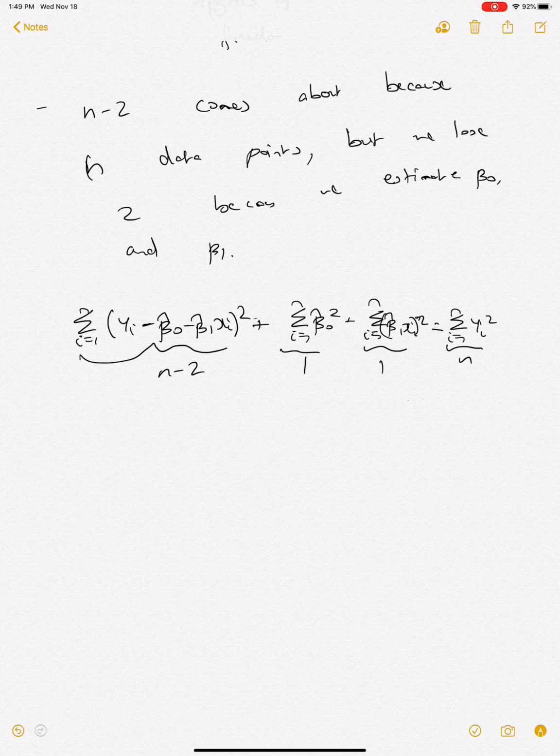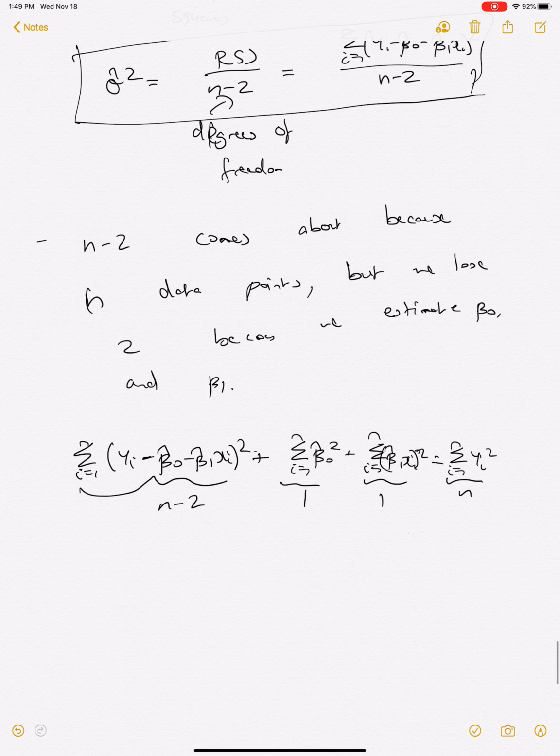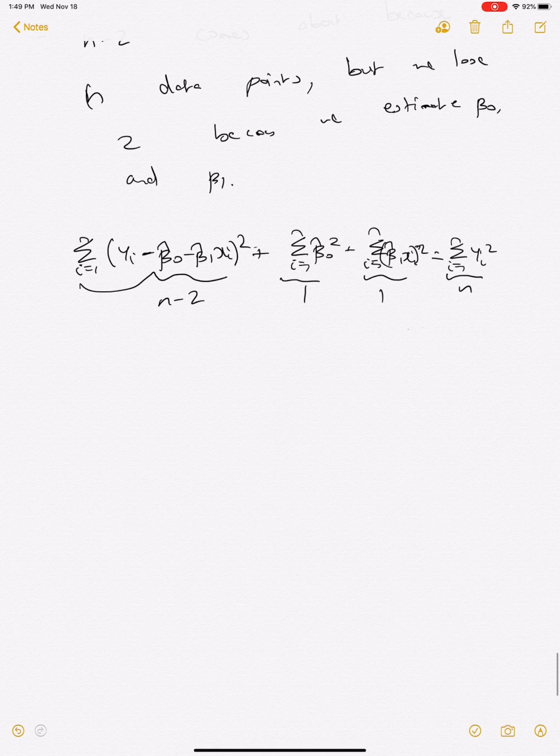But again, I've been a bit imprecise there. If you want more details on that, I would encourage you to look in the textbook, because there they do this expansion more. The main thing I'm trying to do here is just to give some intuition as to why we have n minus 2 degrees of freedom there.